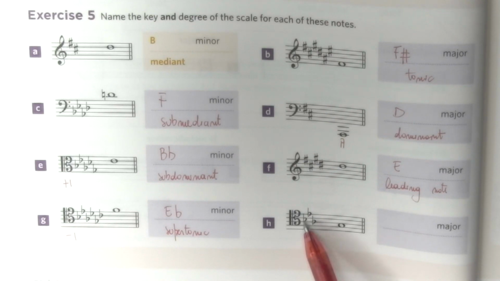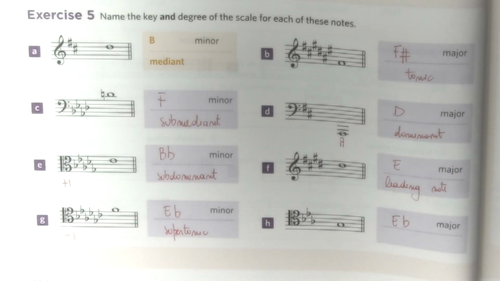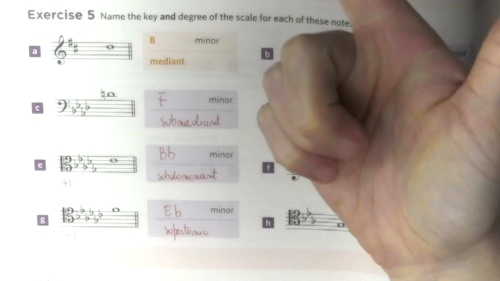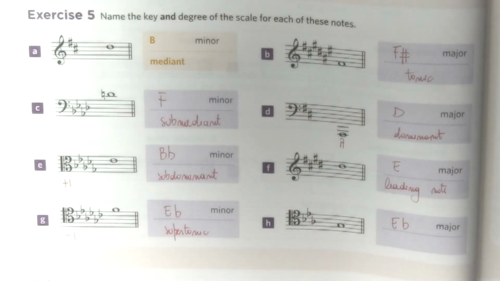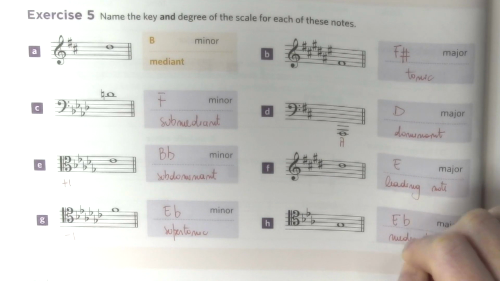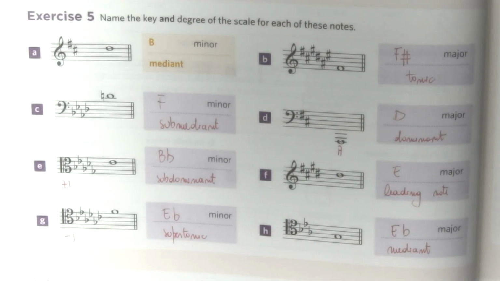Three flats, si, mi, la, mi, E flat major. This note, let's count this time, shall we? Do, si, la, sol. It's sol. So what is sol for E flat? Mi, fa, sol, the mediant. And this exercise is quickly done for you.